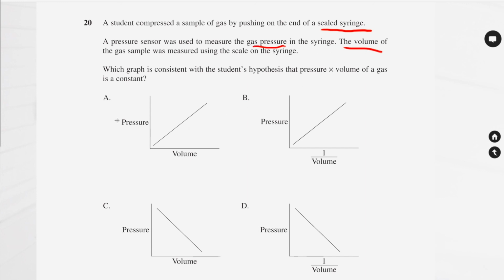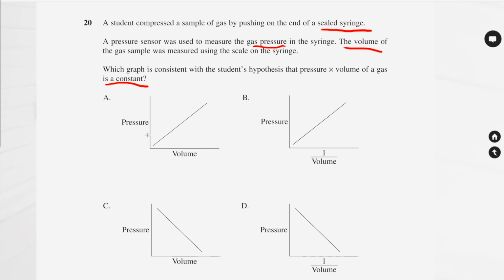So we can see that here, these graphs all have pressure and volume, except for these two over here, which have pressure over the inverse of the volume. Which graph is consistent with the student's hypothesis that pressure times volume of a gas is a constant? Now, this is an important little part here with the constant part. Before we even go back and explore that, we'll just have a look at which ones are blatantly wrong.